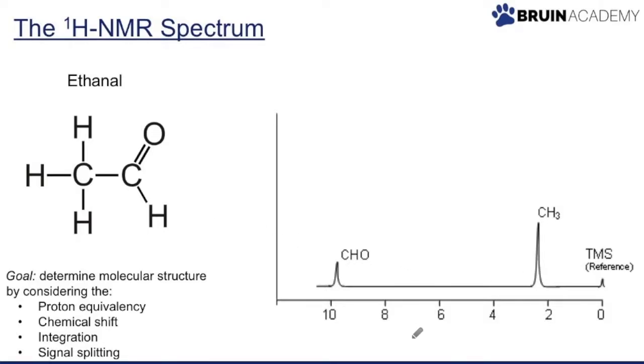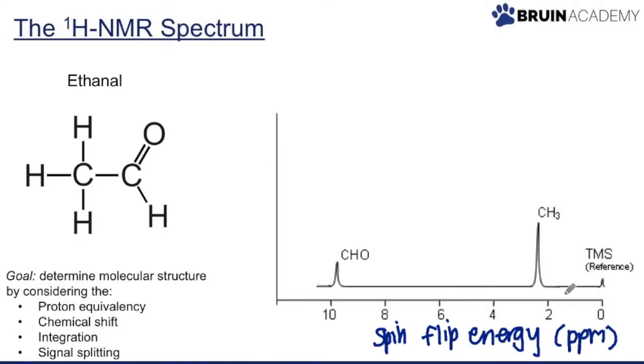Let's take a look here and label the axes. On the x-axis, we have something called the spin flip energy, and this is actually measured in units of ppm. Whereas on the y-axis, we have something called the intensity of the signal, or the photon quantity, and these are the main axes of the spectrum.